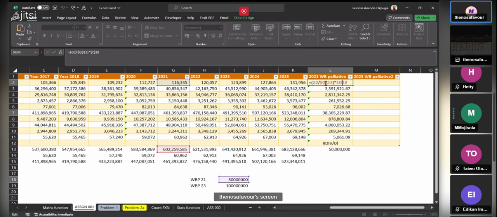So you come here now. We want to lock G13. So we put our cursor in front of G. Exactly. That's what is bringing the. Then you click on F4. Yeah, on F4.